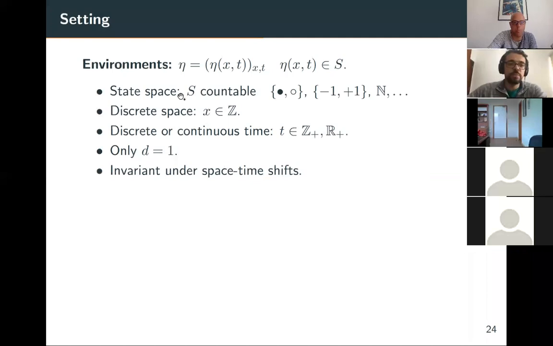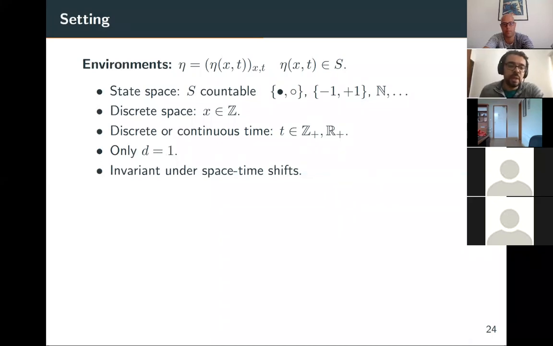So just recalling the setting, which Augusto already mentioned. We are concerned with environments given by this eta here. It takes a position and a time and returns something on state space S. In Augusto's talk, it was either particle or non-particle, bullet or circle. But you can think in more generality here. And for me, of course, space is always going to be discrete. Time can be discrete or continuous. And we are only going to work in dimension one here.